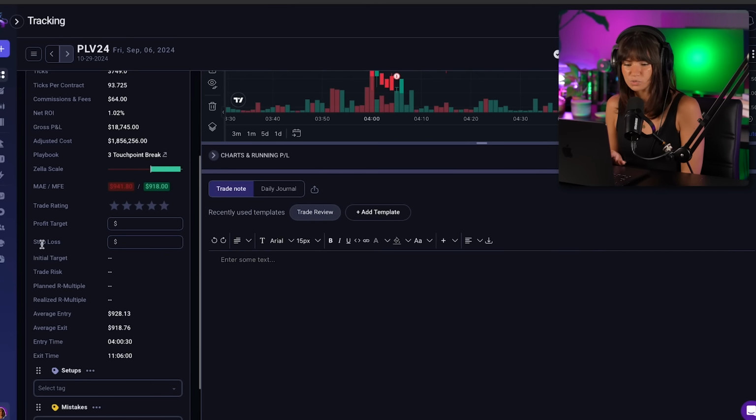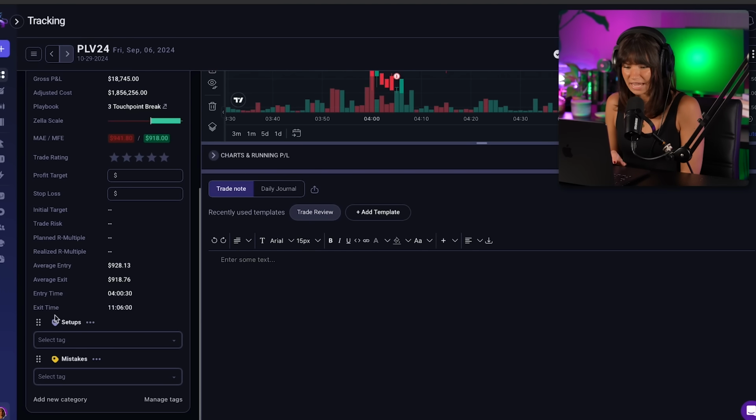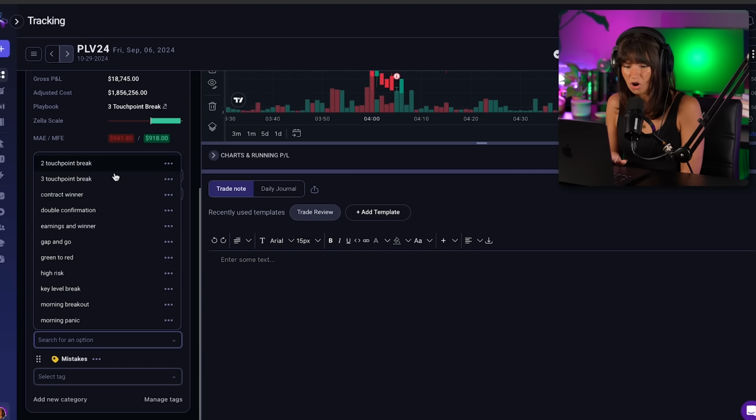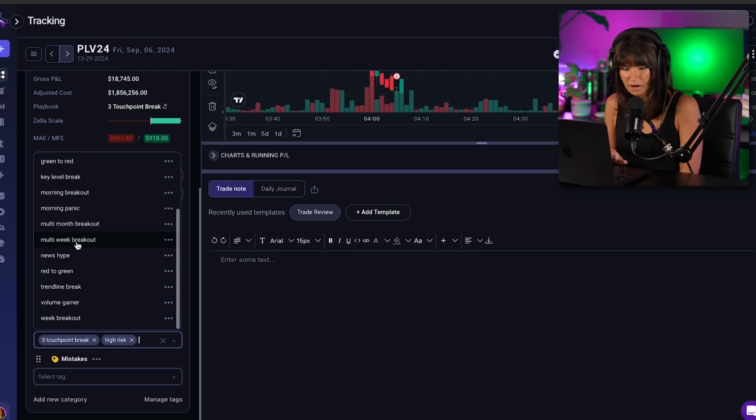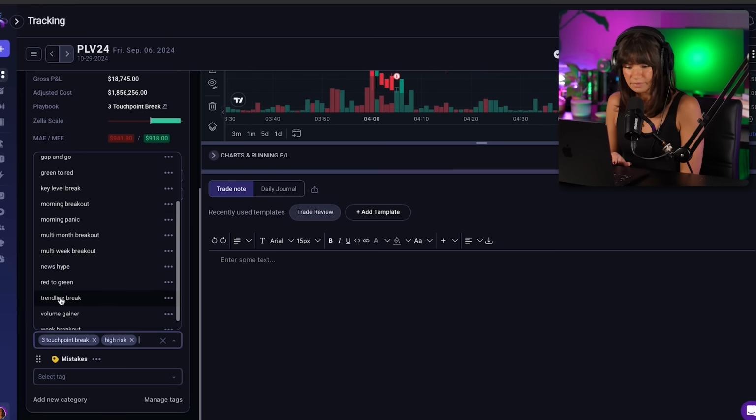I am going to see how long price trends along this new trend line, and I don't ever know how long it's actually going to trend along that new trend line. But I always will have an original stop loss or an original risk. And then I go through my setups, and I will tag all of the setups. Is this a 3 touch point break? Is this a high risk trade? Is this a multi-week breakout? Is this a multi-month breakout? Is it a trend line break?